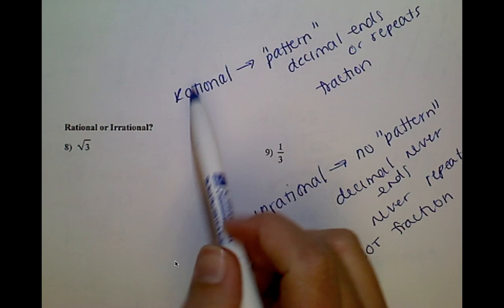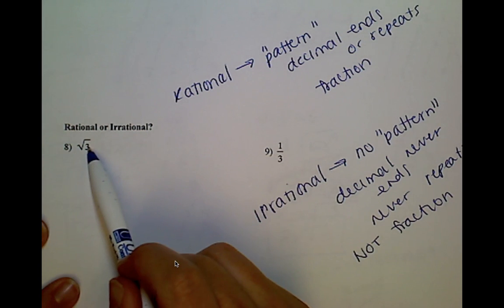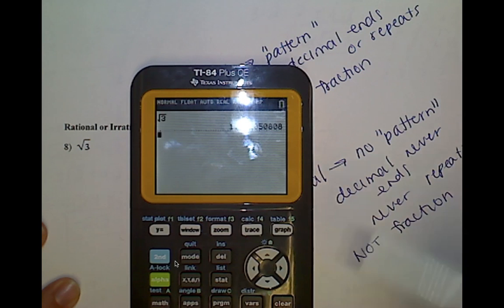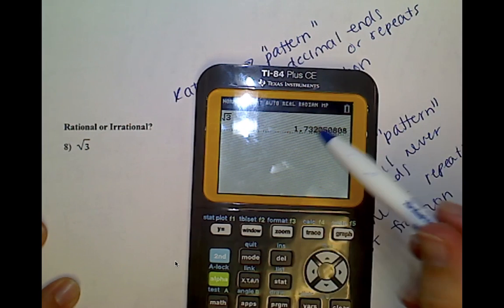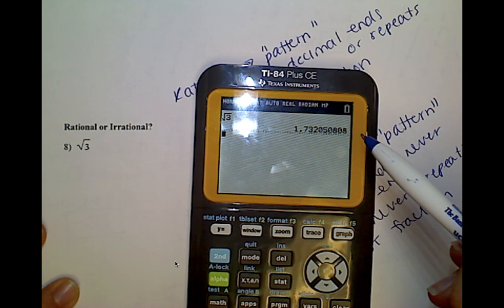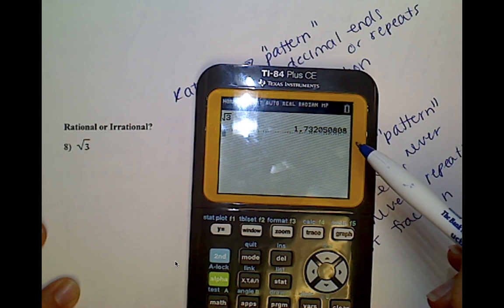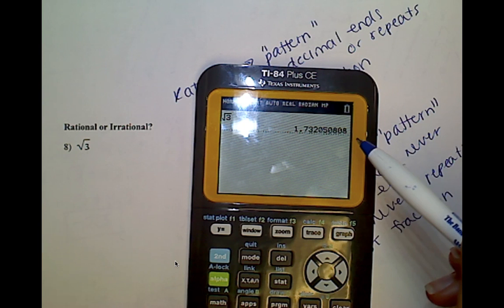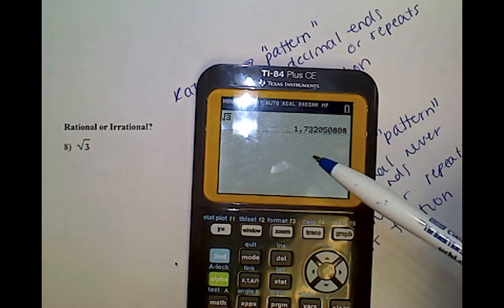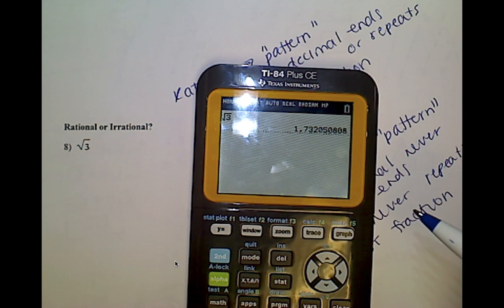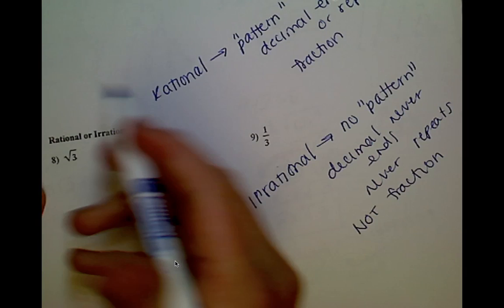Square root of 3. First of all, I don't know what that looks like in a decimal form, so I'm going to type it in, square root of 3. Uh-oh, it's 1.732050808. And guess what? Your calculator rounded it off, okay? Because your calculator can't type every decimal point because it's a never-ending decimal. So look, there's no pattern when I looked at this. I couldn't predict this pattern, okay? So this is going to be an irrational number.